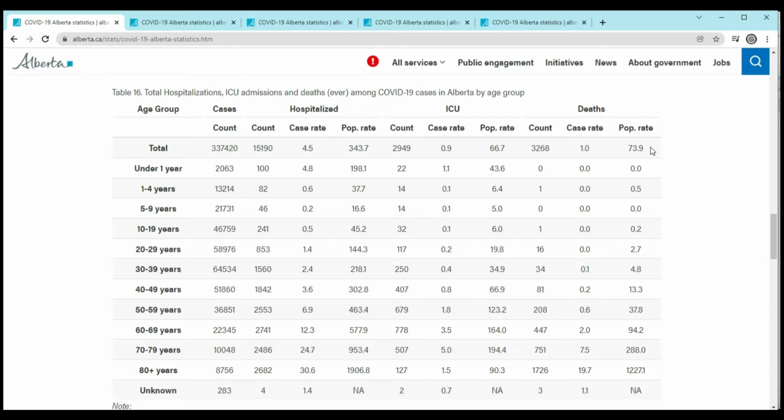73.9 deaths per 100,000, which works out to a mortality rate of 0.07%, or a survival rate across all age groups of 99.93%.